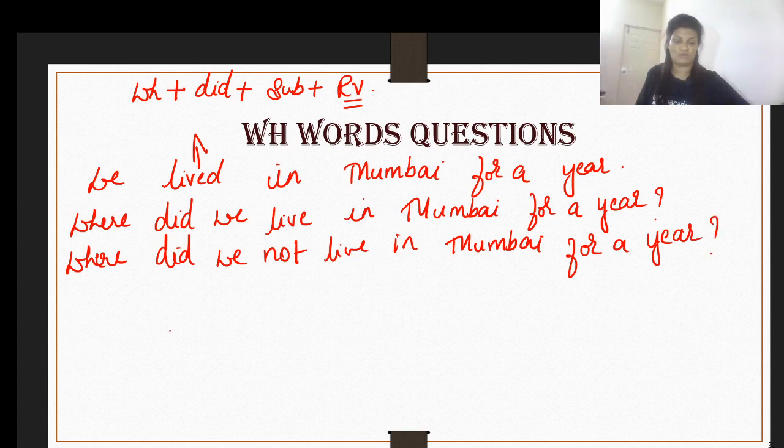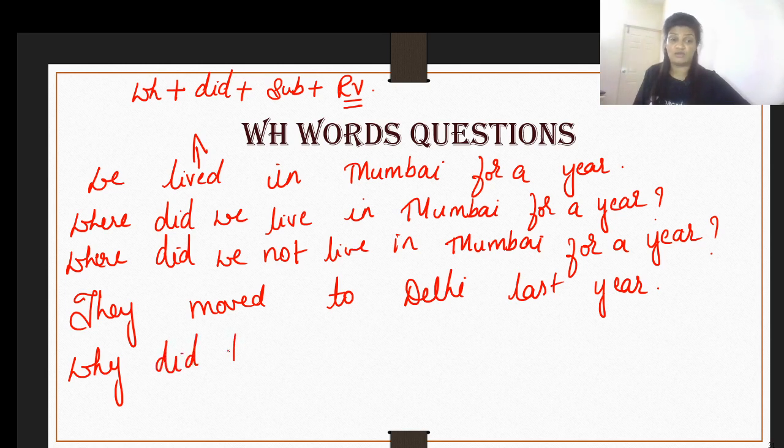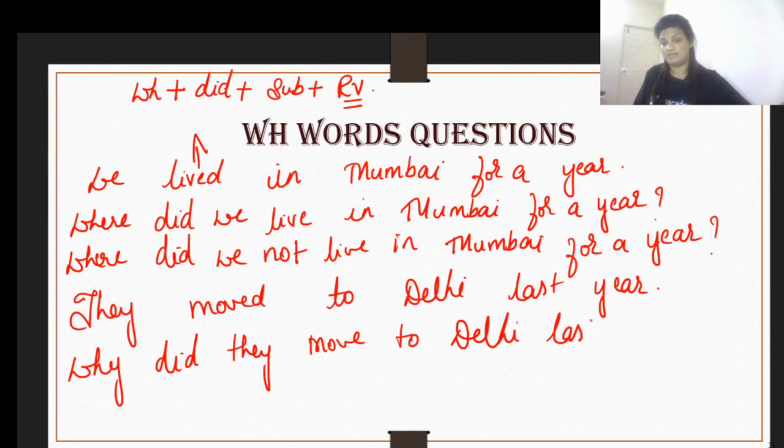There you go with your question mark. Next example is: they moved to Delhi last year. Full stop. Now convert this into a WH question word. That is why, and bring in your did and then your subject and convert this into a root verb like this. Why did they move to Delhi last year? Do not forget to put your question mark.